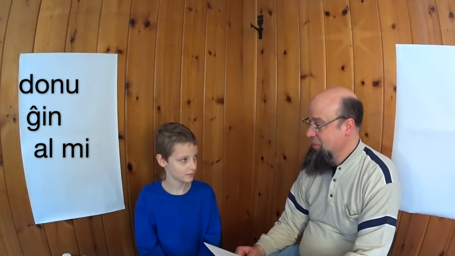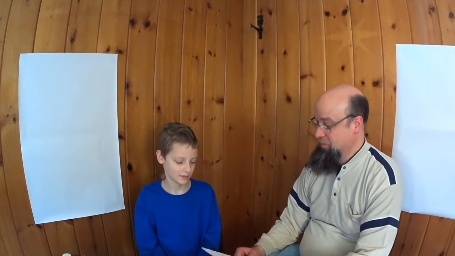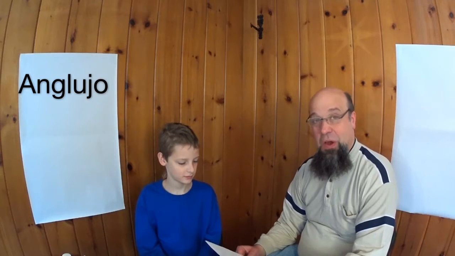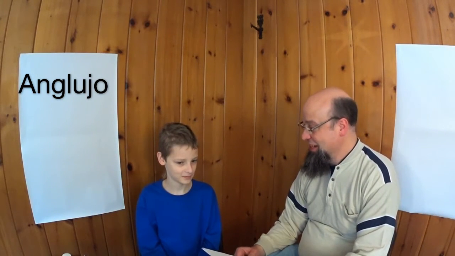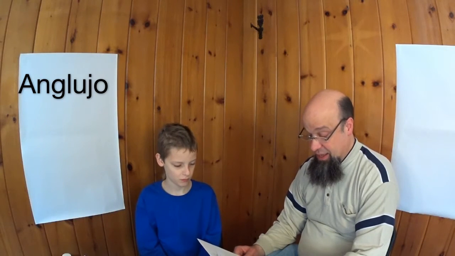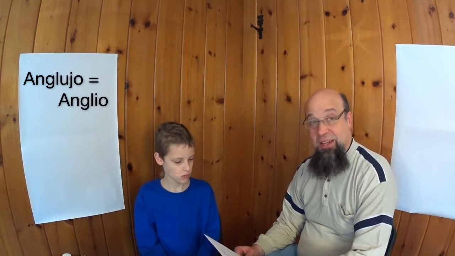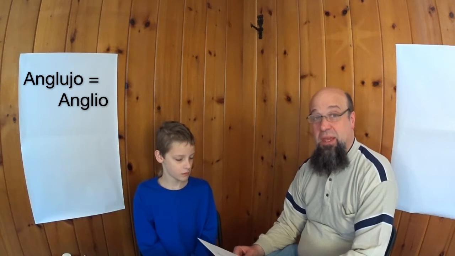Donu gin al mi. Give it to me. Right? Angluio. That was one of the words in the pronunciation that we kind of skipped over. It means England. A lot of country names end in UJO.